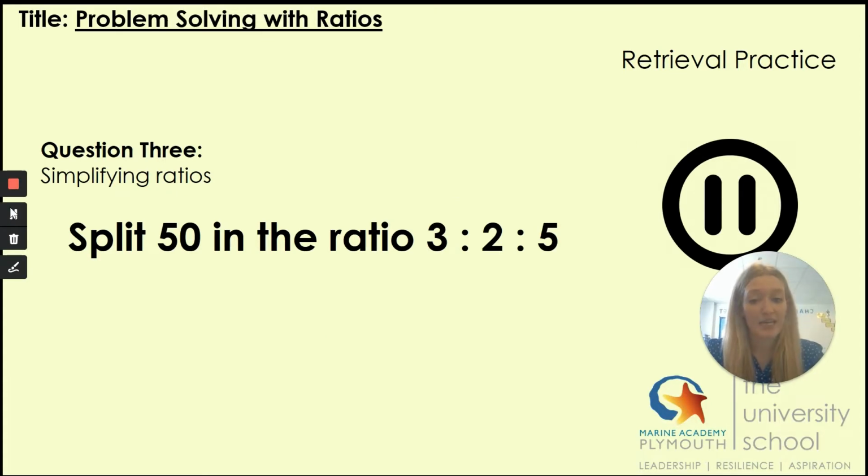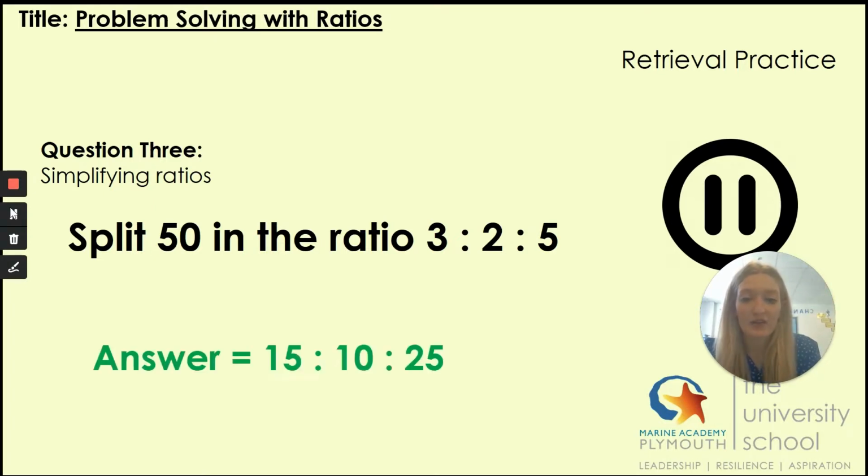Question 3. Split 50 in the ratio 3 to 2 to 5. And pause. And 3, 2, 1, pens drop, green pens up, and ticking your answers, you should have 15 to 10 to 25. Again, they add up to make 50.